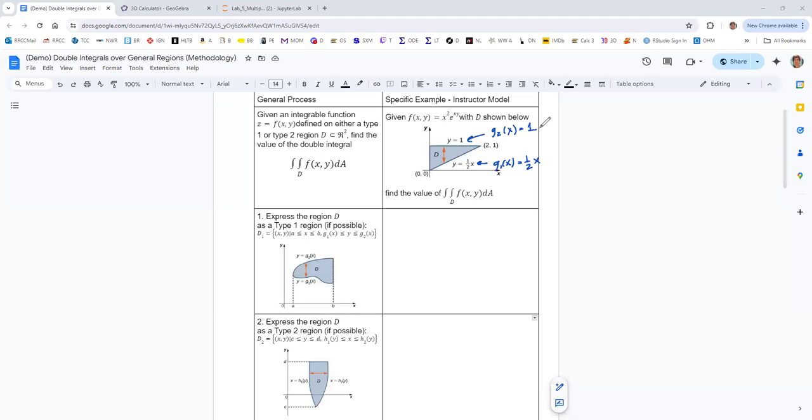And if that's the case, you then think of x going from a to b, where a is the leftmost x value and b is the rightmost x value. And so we would see that a equals 0 since we start at x equals 0. And then b equals 2 since we go to x equals 2. You can then write this out in set notation.